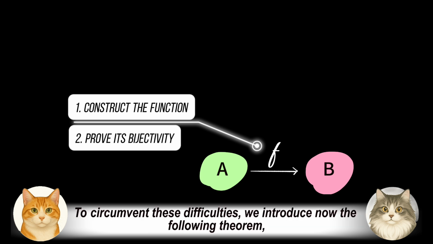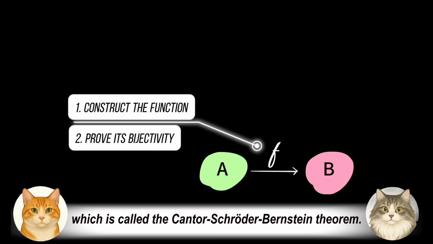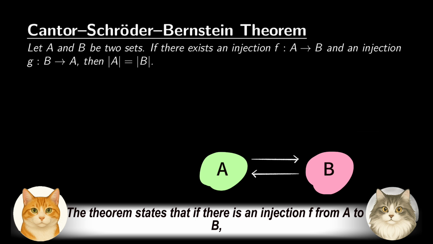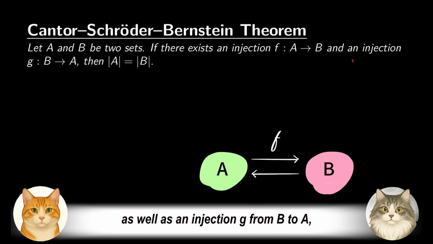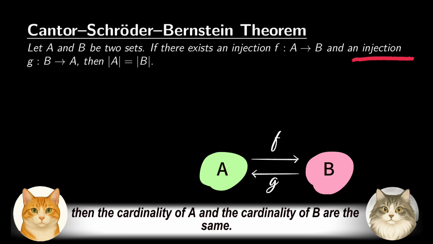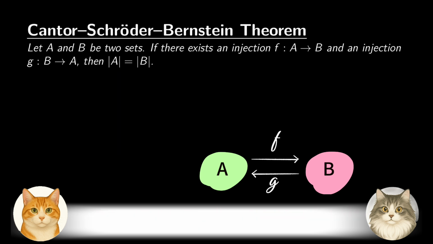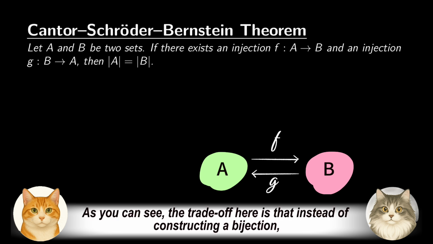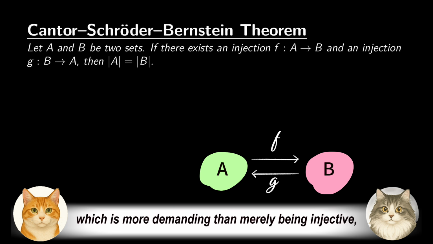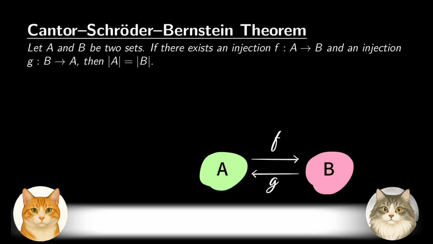To circumvent these difficulties, we introduce now the following theorem, which is called the Cantor-Schröder-Bernstein Theorem. The theorem states that if there is an injection f from A to B, as well as an injection g from B to A, then the cardinality of A and the cardinality of B are the same. As you can see, the trade-off here is that instead of constructing a bijection, which is more demanding than merely being injective, we can rather construct two injections.